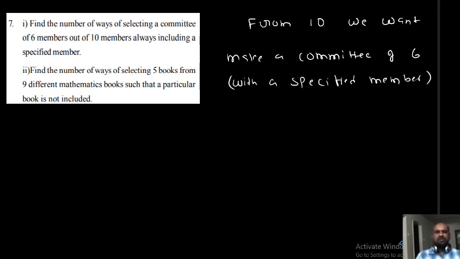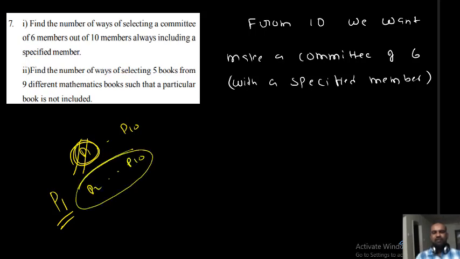So what is the condition? What is the answer for this? Specified member means one of the persons, for example P1 through P10. I assume that P1 is the only specified person. So P1 is already selected, separate them. Now P2 through P10, so total 9 persons are there.